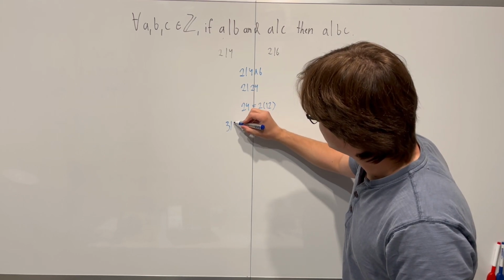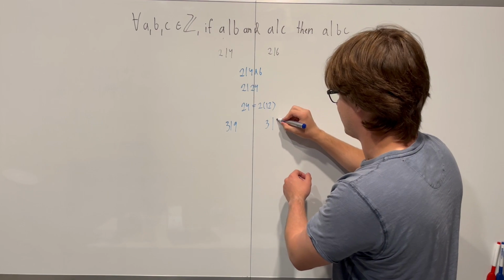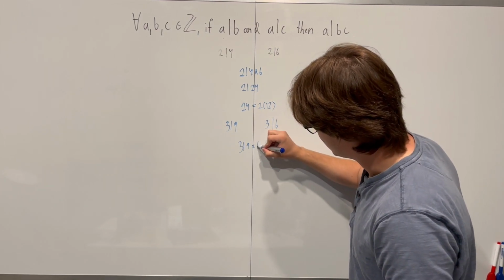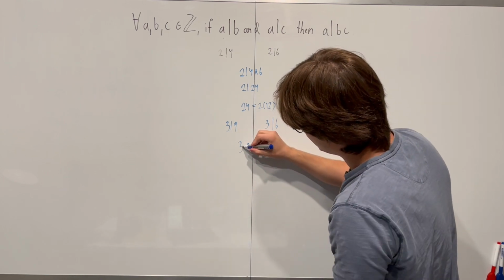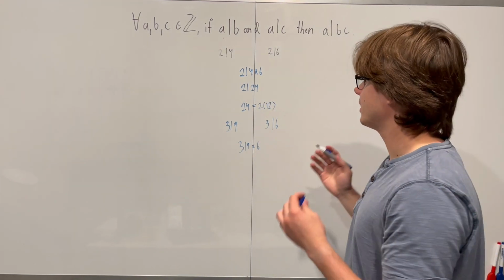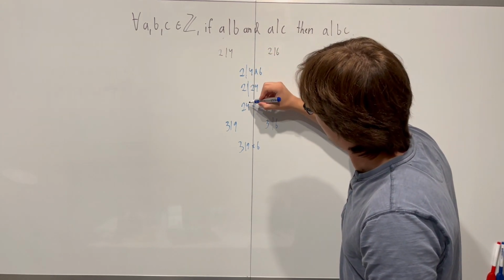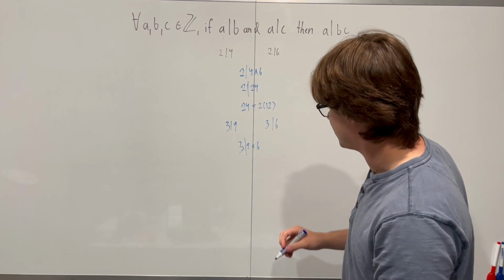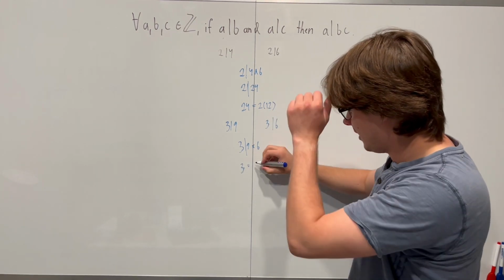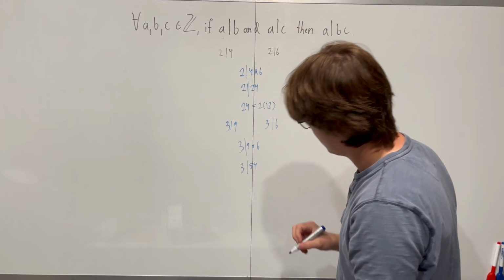Let's think of 3. 3 divides 9, and 3 divides 6. So does 3 divide 9 times 6? I realize that this divisibility sign oftentimes looks like a 1. Keep in mind it's not a 1. Maybe I'll write it a little bigger so it's a lot more obvious. Anyways, this is the same as saying 3 divides 54.